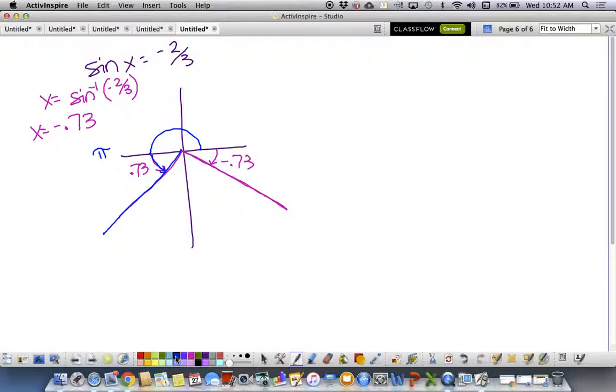Tangent is actually the easier one, because it's always straight across from each other, and you just add 180 to it.